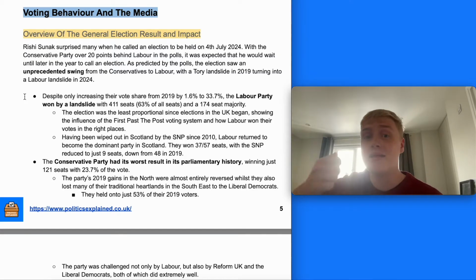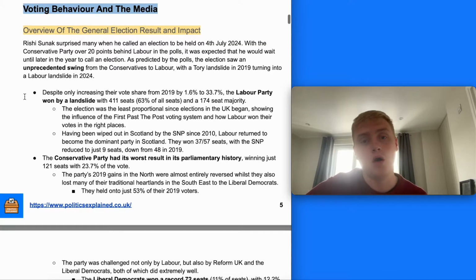So Sunak surprised many when he did call the election on 4th of July 2024. The Tories were 20 points behind in the polls at the time, and it was expected as a result that he would wait until later in the year to call an election.